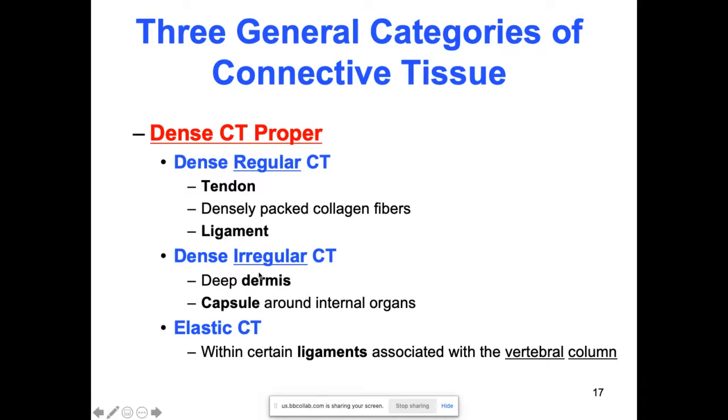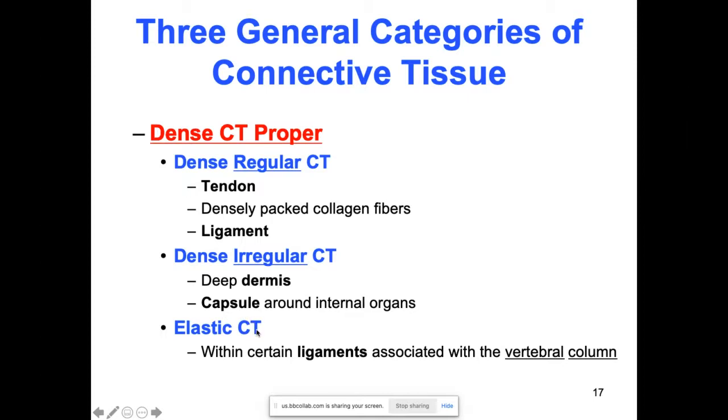Dense, irregular connective tissue is found deeper than the epidermis, in a layer called the dermis. We have collagen that's interwoven in many different positions and directions. So when you get a massage, the massage does not have to be in one particular direction. It could be in many different directions, because of the orientation of those collagen fibers.